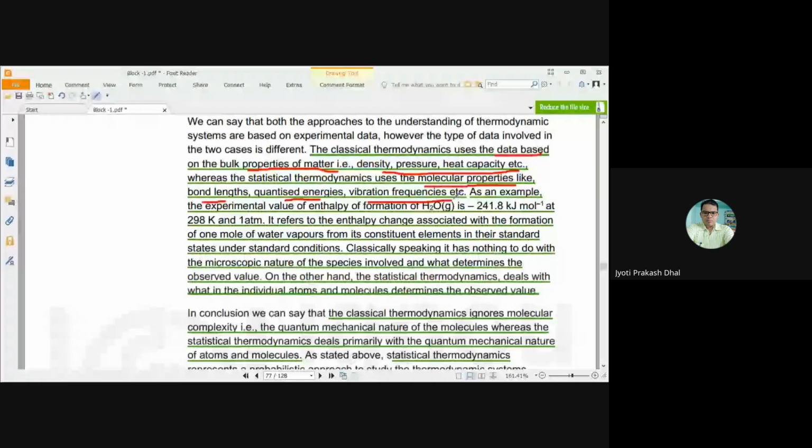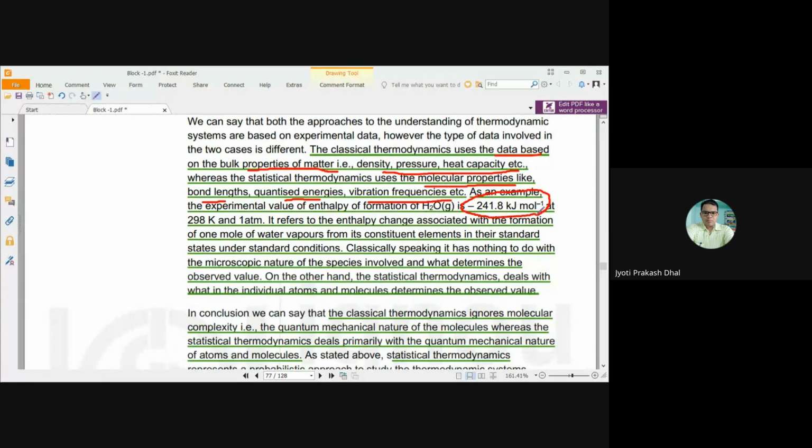But classical thermodynamics, what we have studied in the previous classes, deals with macroscopic or bulk properties of matter like density, pressure, temperature, heat capacity, etc. For statistical thermodynamics, we will deal with bond length, quantized energy levels, vibrational frequencies, and bond energies of atomic or molecular energy levels. As an example, the experimental value of enthalpy of formation of water is from classical thermodynamics.